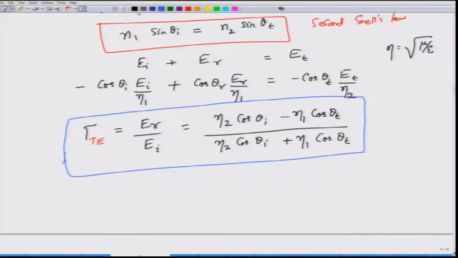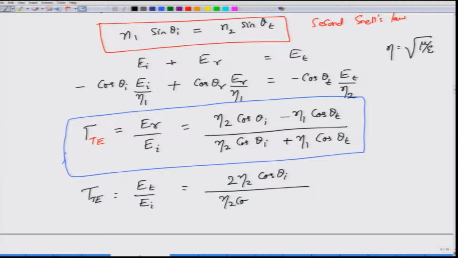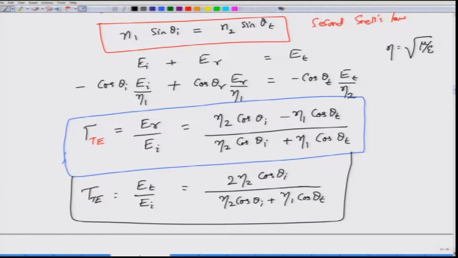Similarly, you can find out what is the transmission coefficient for the TE case, which would be the ratio of E T to E I, and this will be equal to 2 eta 2 cos theta I divided by eta 2 cos theta I plus eta 1 cos theta t. Okay. So, this would be the transmission coefficient.